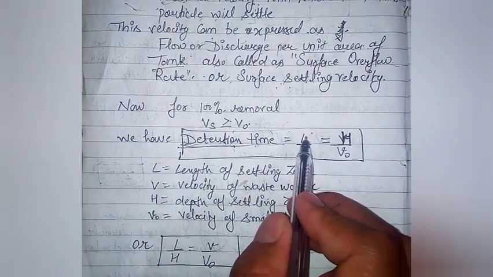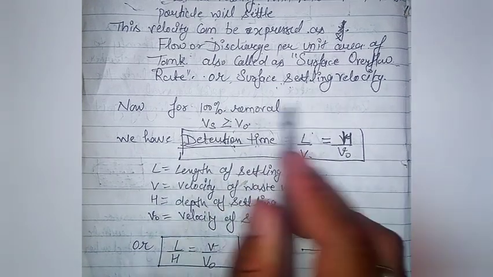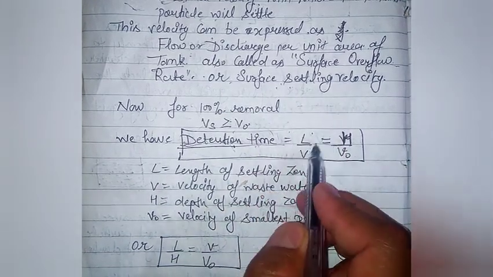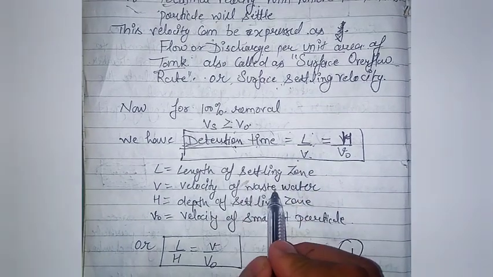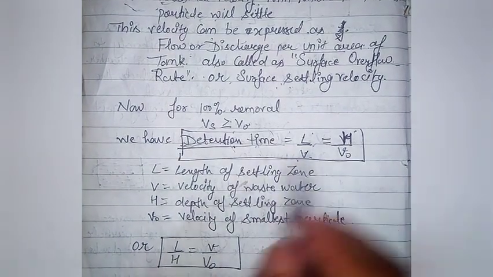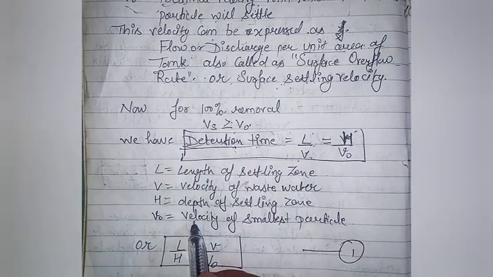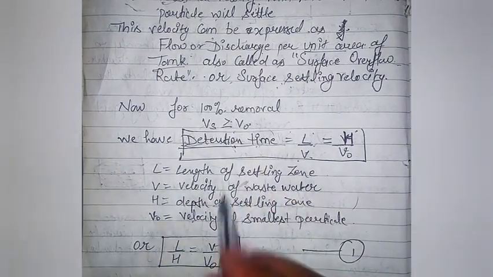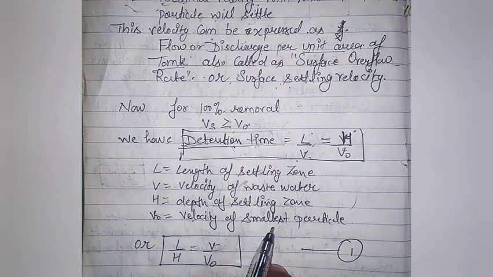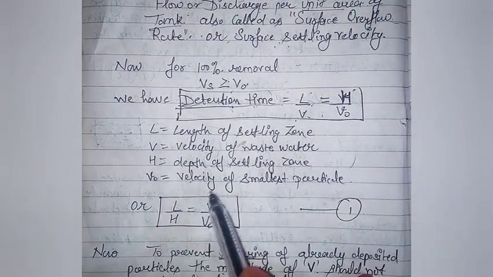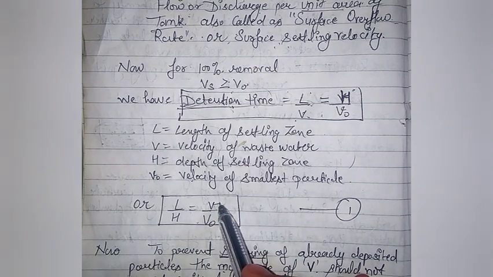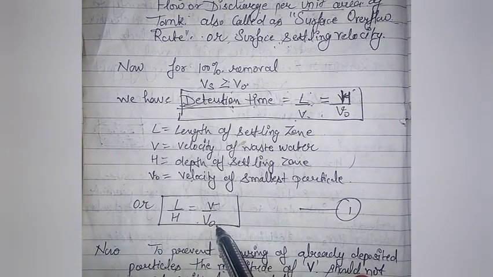What is L? L is the length of the settling zone, and V is the velocity of the wastewater, and capital H is the depth of the settling zone, and V naught is the velocity of the smallest particle. We have discussed all these parameters. Now we'll rearrange this. Then L over H is equal to V over V naught.